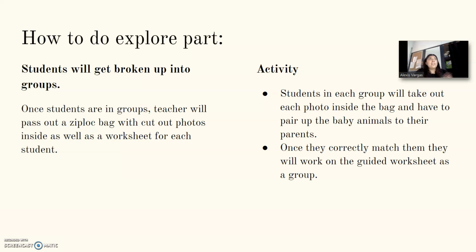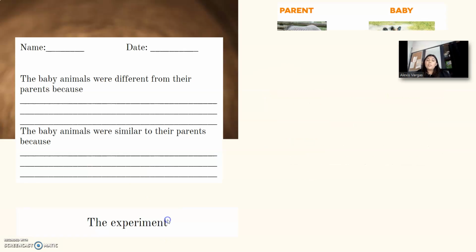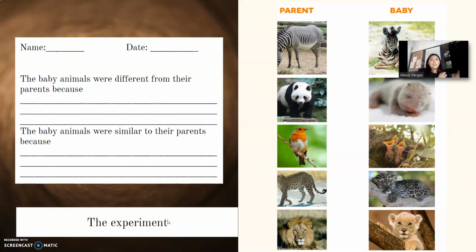And so they'll see like, oh, I have a grown-up lion. Okay, well, is there a baby lion? And so the kids would have to work together to match those together. Once they correctly match them up and the teacher checks it, they will get to work on the guided worksheet as a group, which basically is asking them what are the similarities and what are the differences.